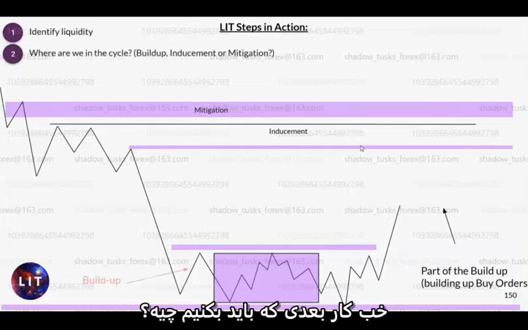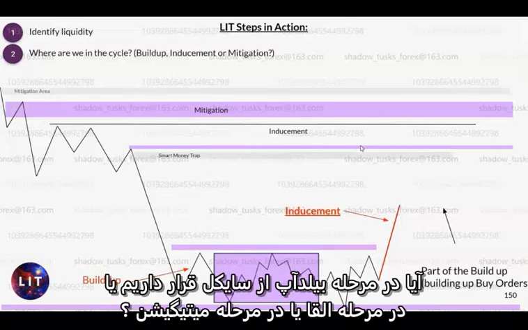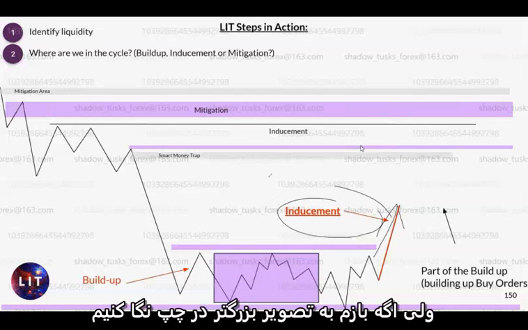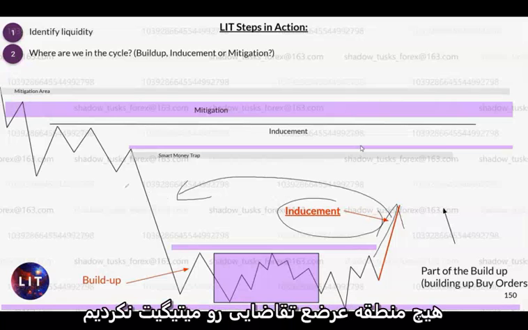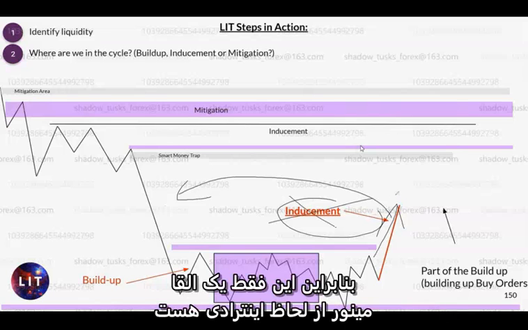So what to do next: we identify where we are in the cycle, whether in the build-up cycle, the inducement cycle, or the mitigation cycle. Now we're just having a minor inducement out of Asia. But again, if we look at the bigger picture back to the left, we have not done anything. We did not mitigate any demand or supply zone, or grab any liquidity. So that's just a minor inducement on the intraday aspect of it.